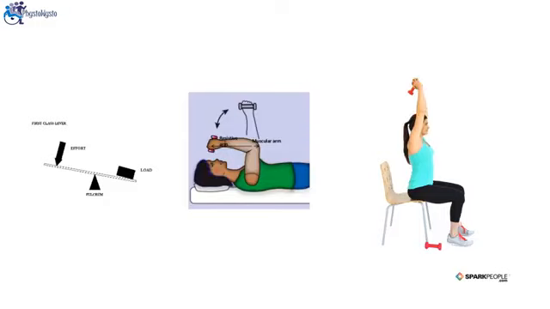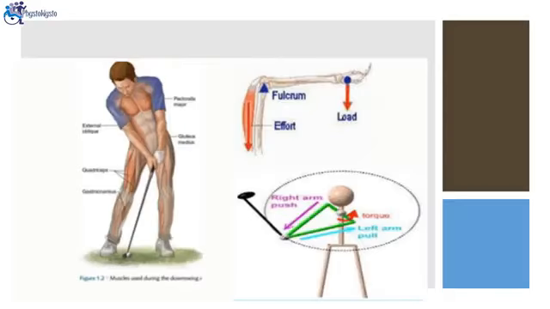First-class levers are those where the muscular forces and the resistive forces act on opposite sides of the fulcrum. It also includes the action of the triceps on the ulna when the arm is held over the head. Now here you can see the weight of the thigh is the resistance, the hip joint is the fulcrum, and the contraction of the adductor muscle is the effort.